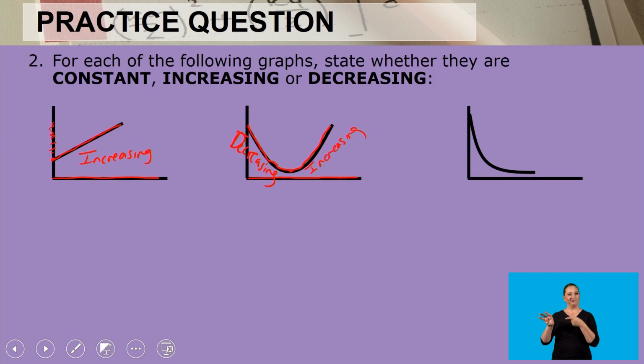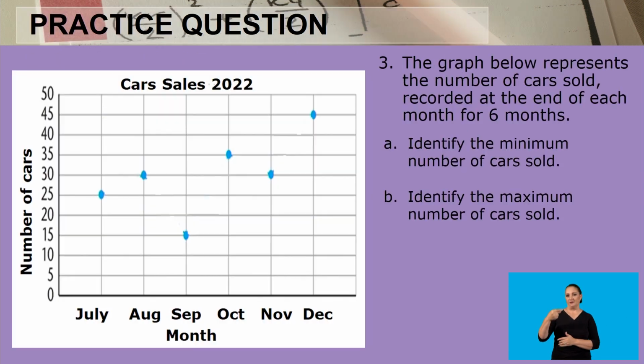Let's look at the next graph. We can see that as we are increasing in our horizontal values, our vertical values are decreasing. So that is an example of a decreasing graph. Let's move over to our third practice question here.